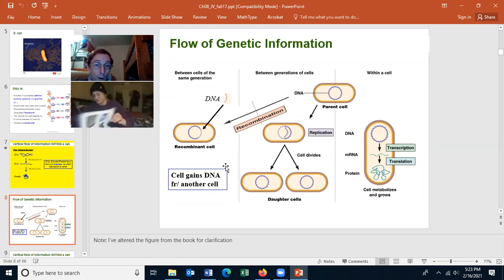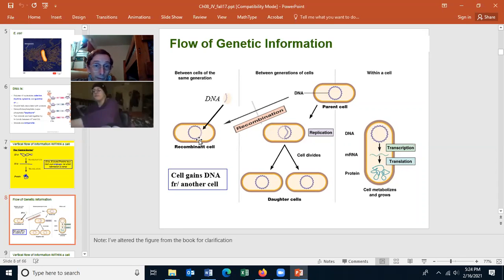The information can also flow between cells of the same generation. And I changed the figure in the book to make it clearer. It's called recombination. The DNA comes out of this cell, the donor cell, and this cell usually dies. And then the DNA is naked DNA in the environment. And the DNA is taken up by a recombinant cell. And this cell gains DNA from another cell. So if this cell had a gene for antibiotic resistance, and the cell were to die and the DNA were to be in the environment, this cell could take up the DNA and it could take up the gene for antibiotic resistance. Any question about that?